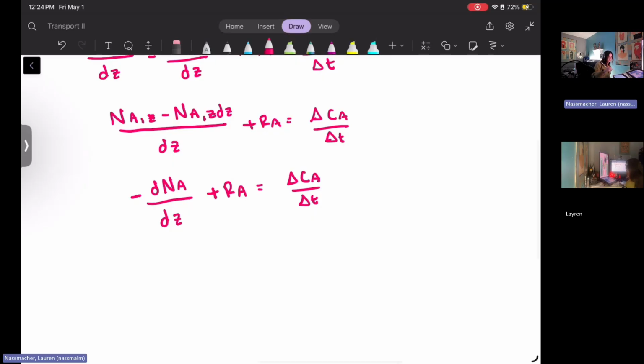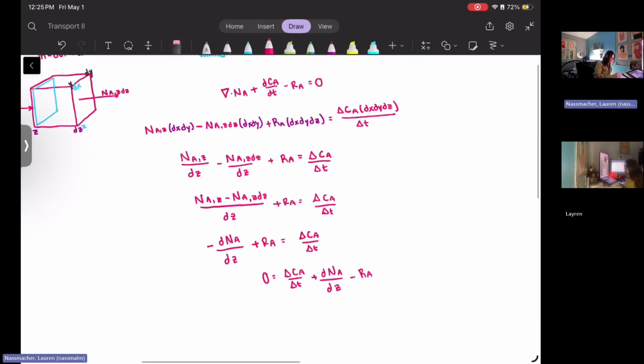So now let's subtract everything over to the other side, and we get 0 is equal to the change of concentration of A divided by our change in time, plus our change in molar flux rate over dz, minus our rate of formation. And this equation that we just derived is equivalent to our equation of continuity. We just derived our equation of continuity.